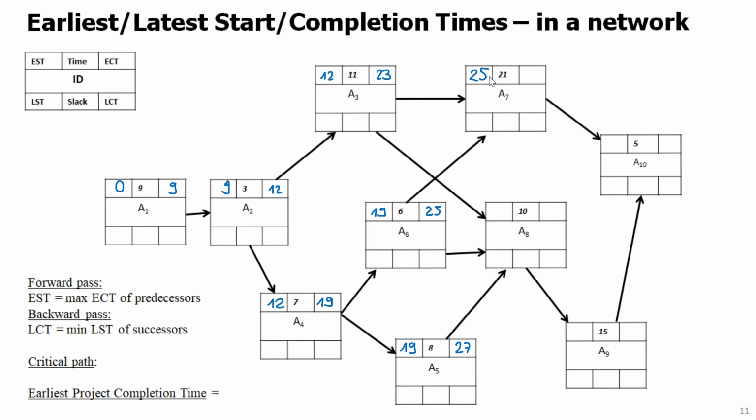So once again, the confusing part might be that earliest suggests you want a minimum value, and indeed we want a minimum value, but we calculate it as the maximum of completion times of the predecessors. So this will be 25, right? And then finished on day 46.